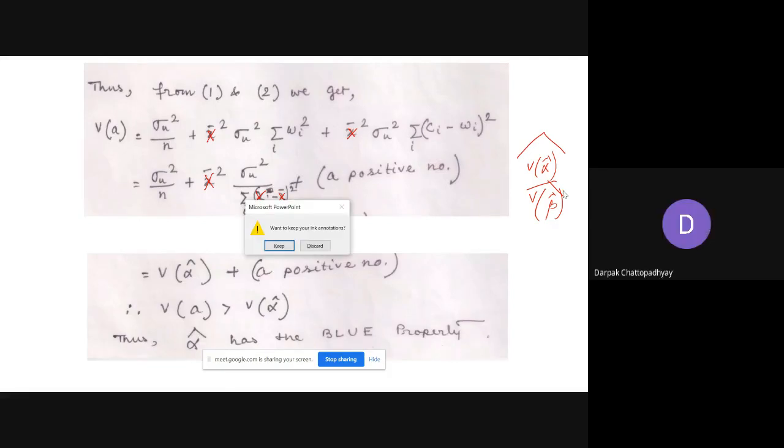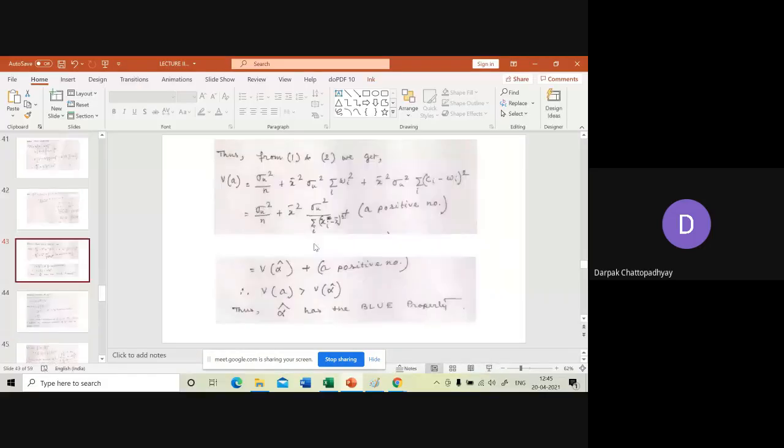Then we will replace sigma u square by the unbiased estimator. Naturally, that will be the estimated value of variance of alpha hat, estimated value of variance of beta hat. That I'll discuss next day, not today.